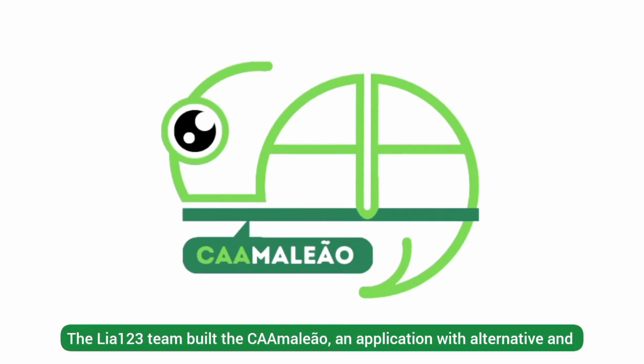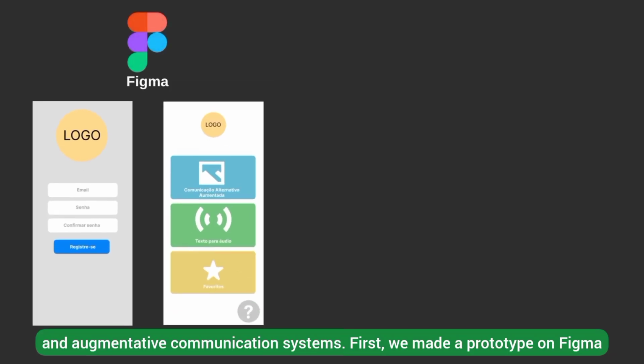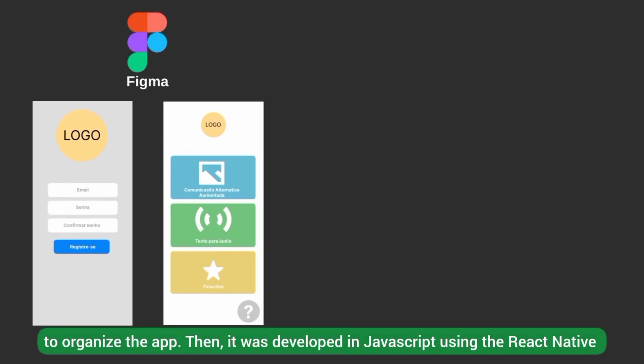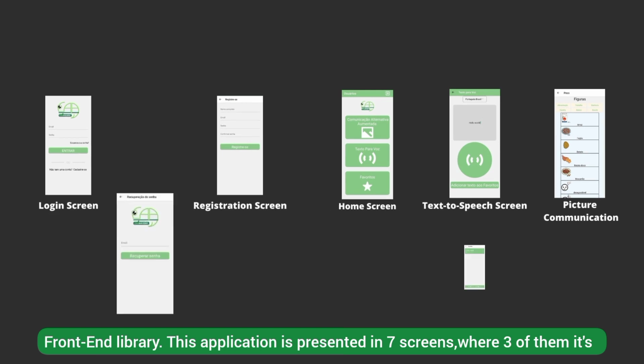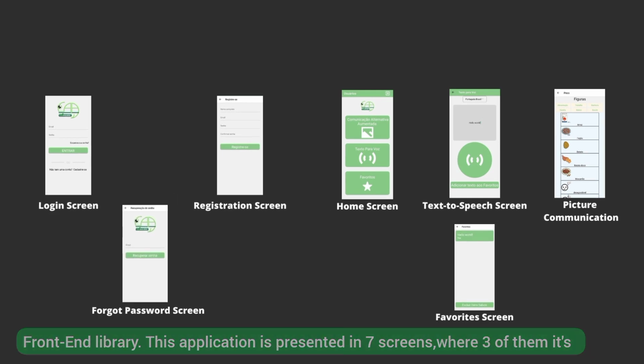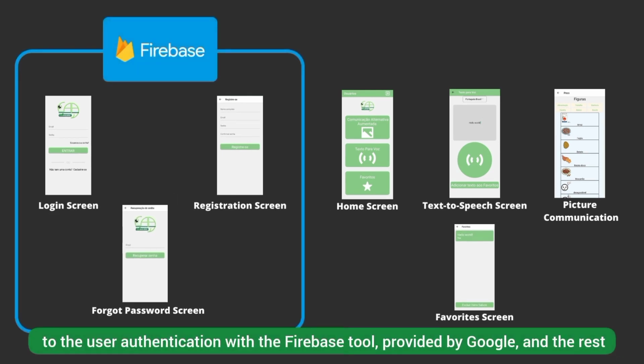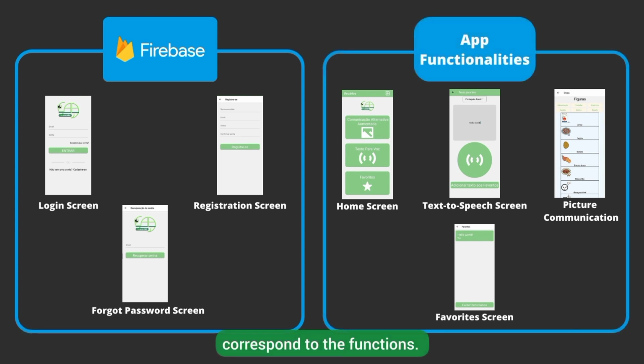The LIA123 team built the CAAmaleão, an application with alternative and augmentative communication systems. First, we made the prototype on Figma to organize the app. Then, it was developed in JavaScript using the React Native front-end library. This application is presented in 7 screens, where 3 of them handle the user authentication with the Firebase tool provided by Google, and the rest correspond to the functions.